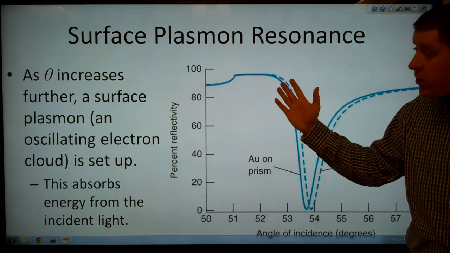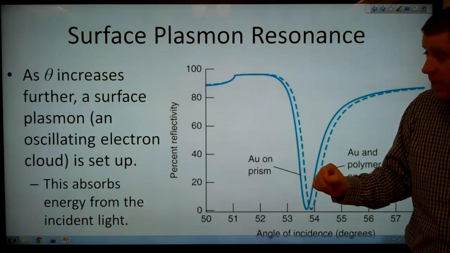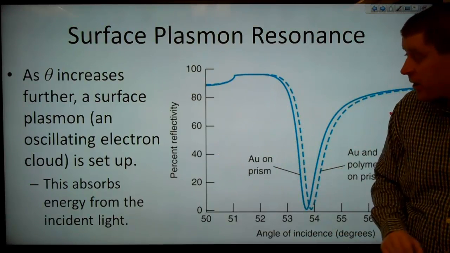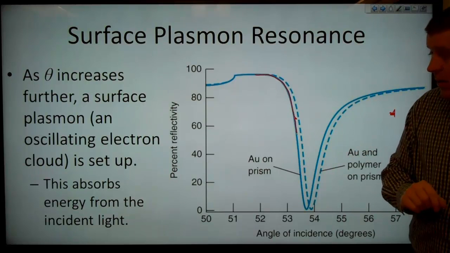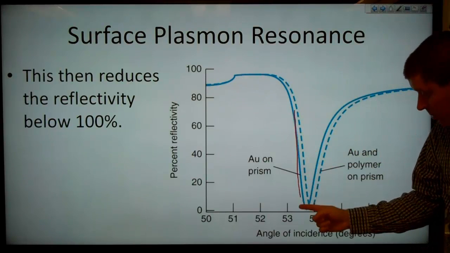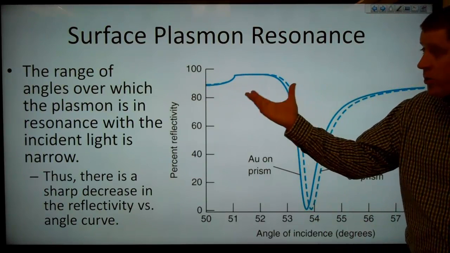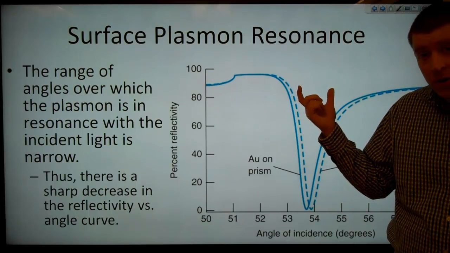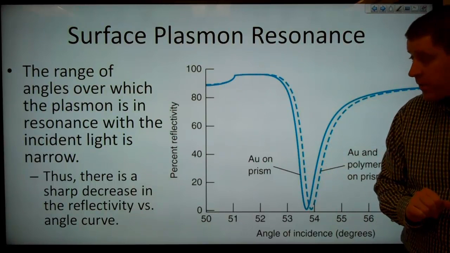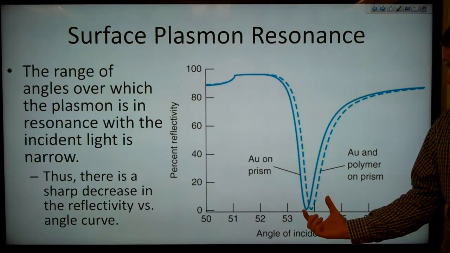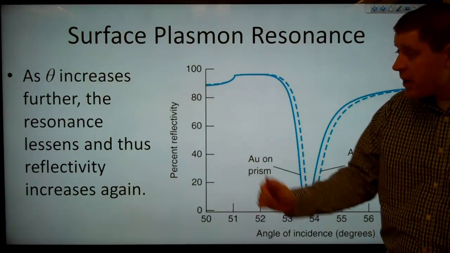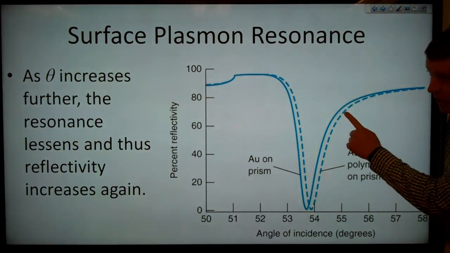And then as theta increases farther, a surface plasmon, and again this is our oscillating electron cloud, is set up. And this absorbs energy from our incident light, and the percent reflectivity is dropping. And of course then our reflectivity is dropping below 100% here. Now the range of angles over which the plasmon is in resonance with our incident light is relatively narrow. We have a relatively narrow band here where that plasmon is interacting with the light. And thus there's a sharp decrease in the reflectivity versus angle curve. And as the angle increases farther, then the resonance lessens and the reflectivity goes back up.